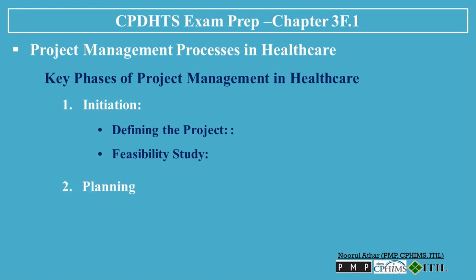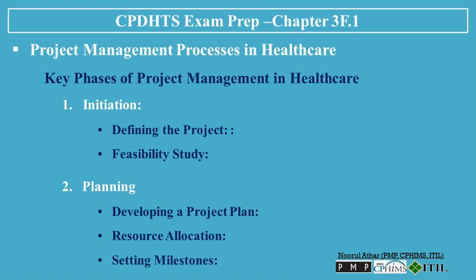2. Planning. Developing a project plan, creating a comprehensive plan that outlines the tasks, schedules, resources, budget, and performance targets. The plan should also include risk management strategies and contingency plans. Resource allocation, determining the personnel, equipment, and financial resources required and planning their allocation throughout the project. Setting milestones, establishing key milestones to measure progress and align project objectives with expected outcomes.